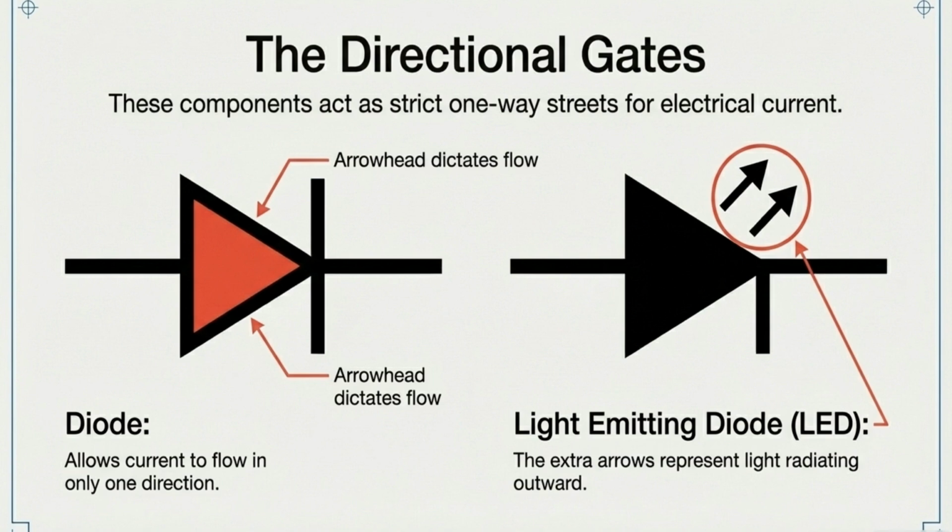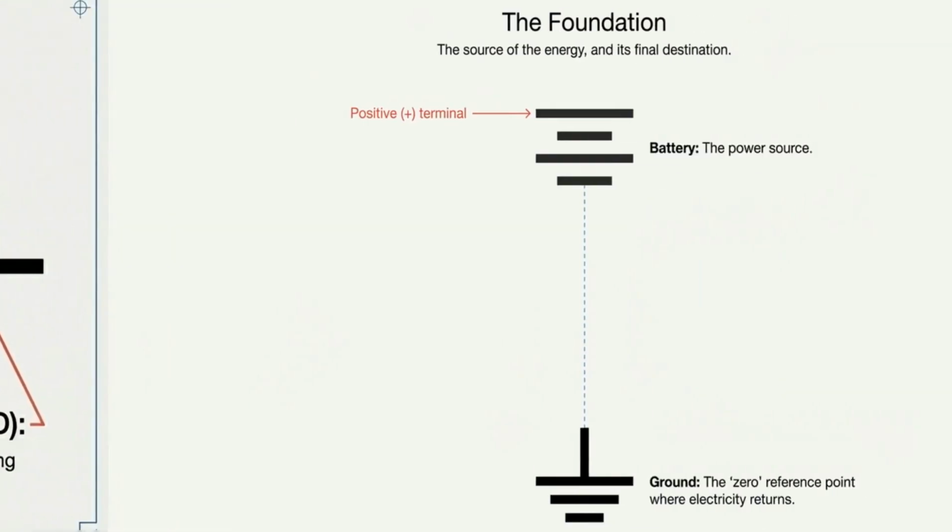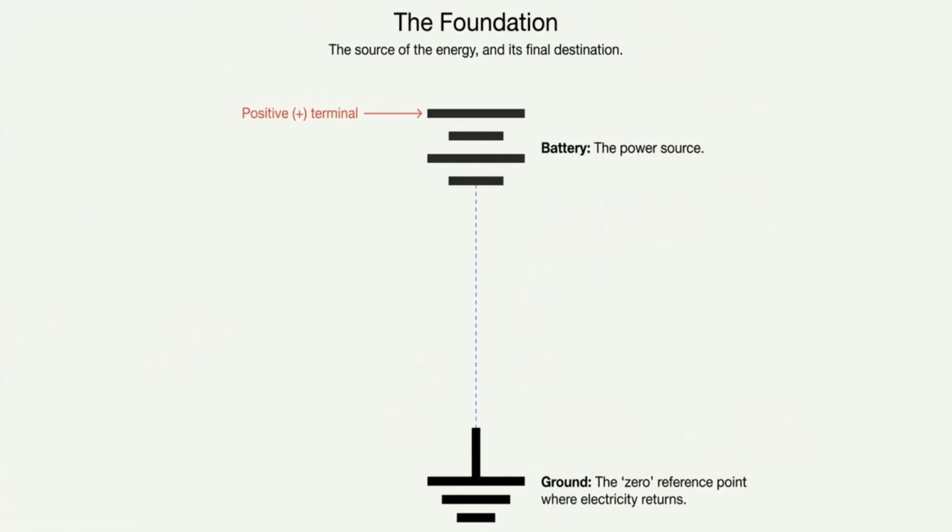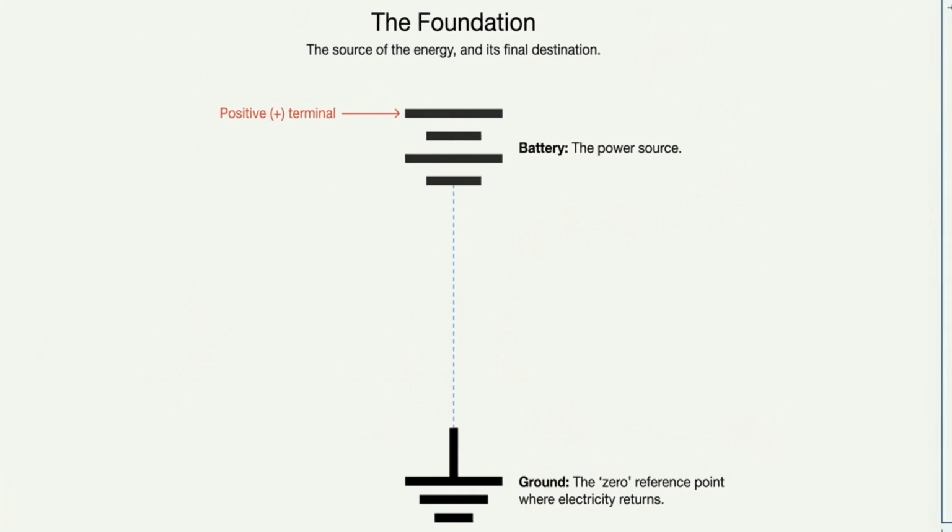A diode allows current to flow in only one direction. A light-emitting diode, or LED, has extra arrows to represent light radiating outward. The foundation consists of the power source and its final destination. The battery is the power source, starting with the positive terminal. Ground is the zero reference point where electricity returns.